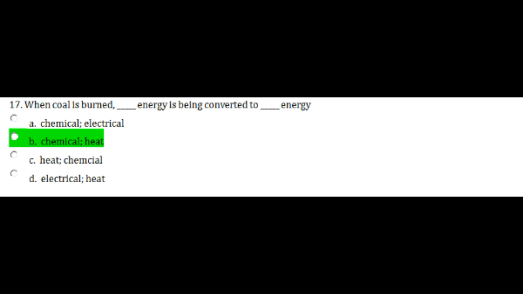Coal is a fossil fuel. If I burn coal or if I burn oil, that's burning chemical energy. And chemical energy is then transformed to heat. So I burn oil in a furnace to transfer it into heat. I burn coal in a furnace to transform it into heat.